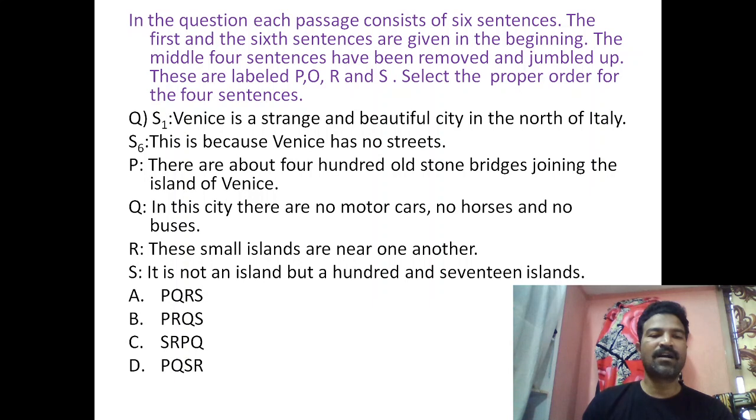Well, the right answer is option C, SRPQ. So let's begin to put them into proper order. Starting with S1, Venice is a strange and beautiful city in the north of Italy. Next, S. It is not an island but 117 islands. Next, R. These small islands are near one another. Next, P. There are about 400 old stone bridges joining the islands of Venice. Next, Q. In the city, there are no motor cars, no horses, no buses. Next, S6. This is because Venice has no streets. So the correct combination is SRPQ. Going on to the next question.